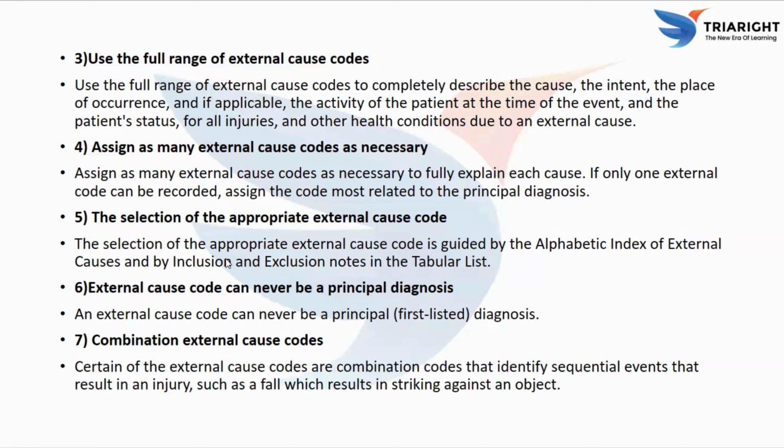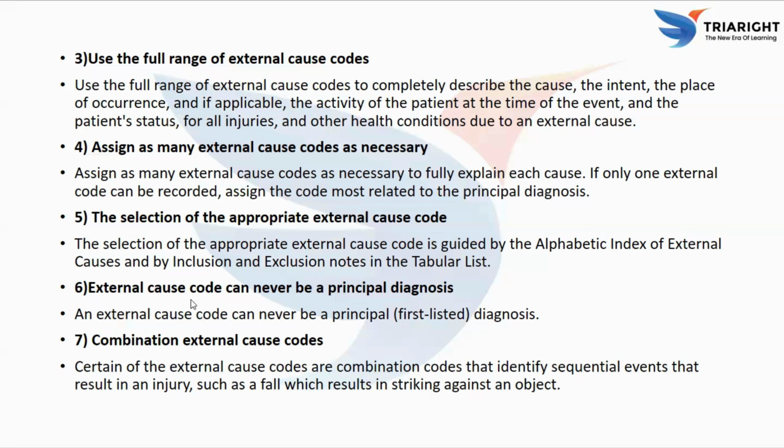So the fifth guideline is the selection of the appropriate external cause code. So how to choose the correct code? Selection is guided by the alphabetic index of external causes, tabular list, and inclusion and exclusion notes. So never code directly from the index alone. You have to always verify in the tabular list. Inclusion notes tell you what is included, whereas exclusion notes tell you what not to code together.